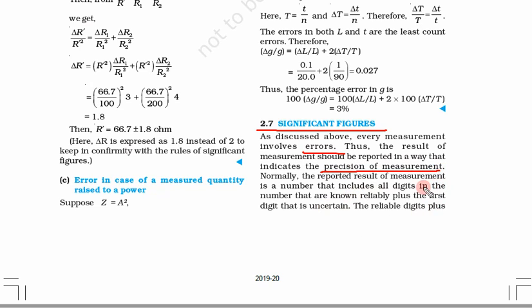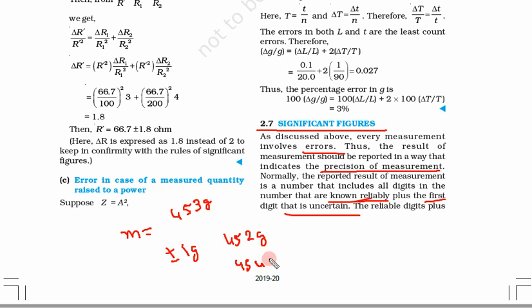Normally, the reported result of a measurement is a number that includes all the digits that are reliably known. That means all the digits that are reliably known plus just the first digit that is uncertain. So we have seen one simple example. Suppose the mass of something is 453 gram and we are measuring this with a scale of plus minus 1 gram. So this could be 452 gram or 454 gram.